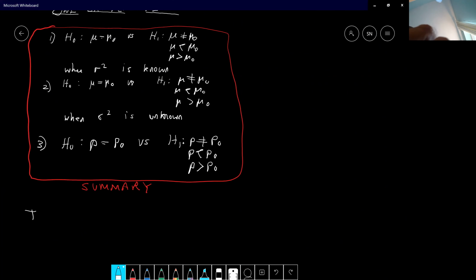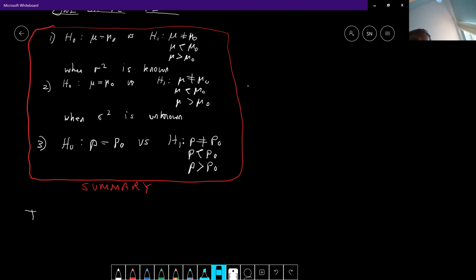Okay, there's a question. What is R squared? There's no R squared, so it's sigma squared. So sigma squared, not R squared. Sigma squared represents the population variance. Excuse me, my writing is so bad. I don't know why I cannot write very well. This is sigma squared, sir, not R squared. Sigma squared stands for the population variance, right?